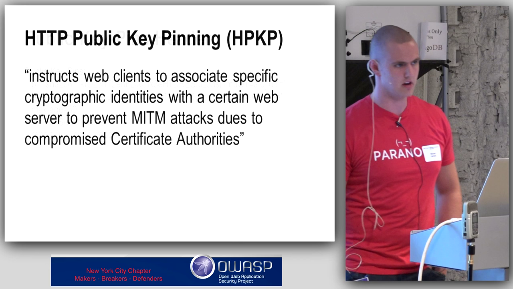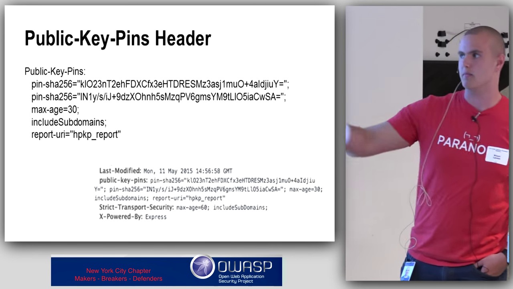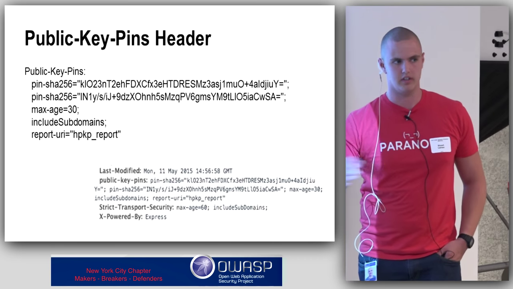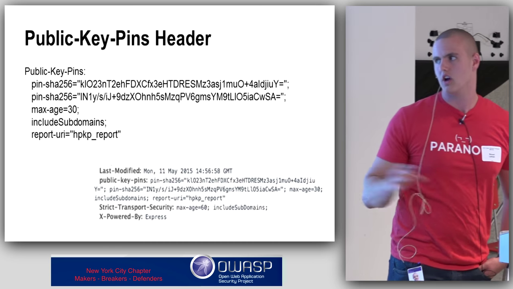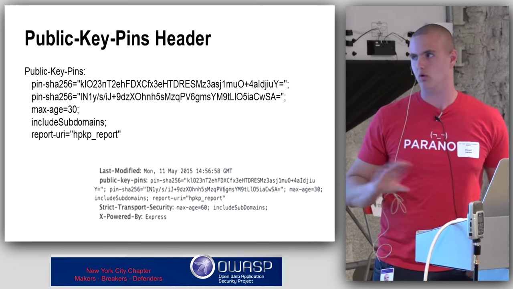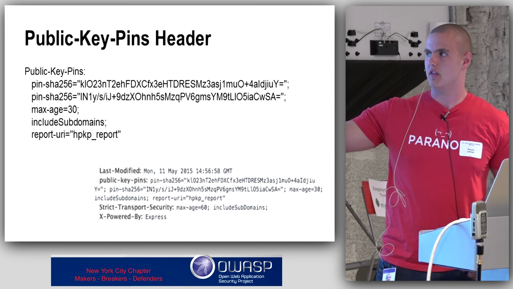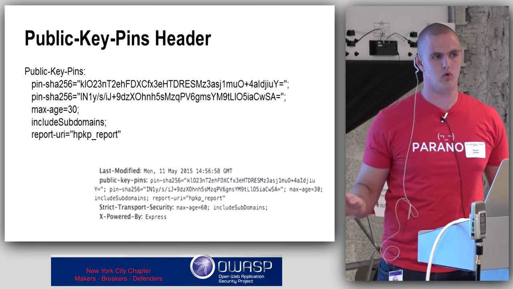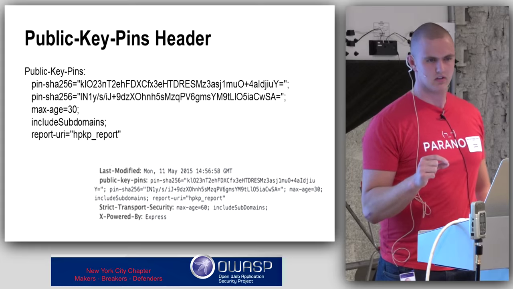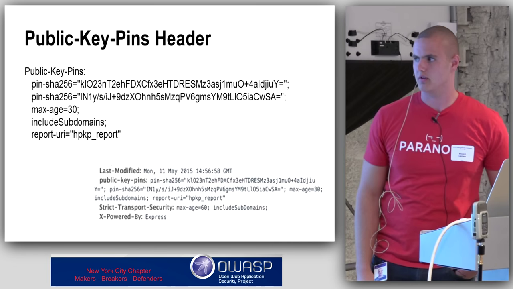So this is the header. When your client connects to one of these servers, the server can send back this header. It goes along with the rest of your headers, like host or location and all your caching headers and everything. It's just Public-Key-Pins. It doesn't need an X. It's like a full big boy header. The first two things in the header are pins. I'm going to get a little more into what pins are later, but basically, they are the identities of your certificates. Each pin represents a certificate.